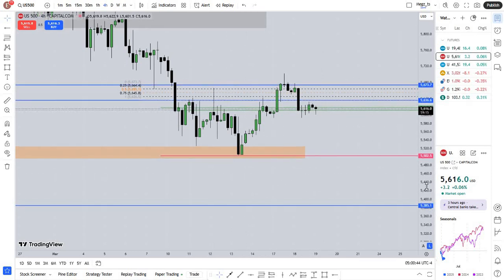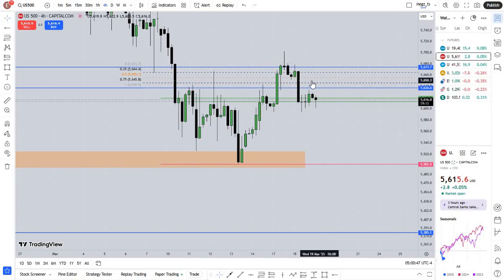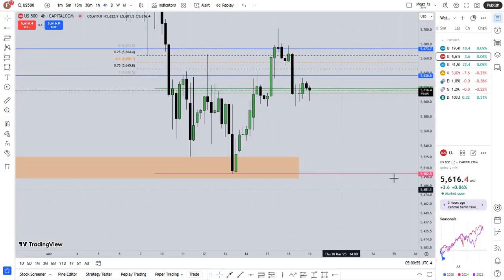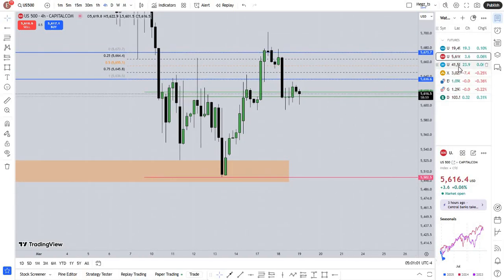So that's what I'm looking at, a retracement into premium and then a drop to these levels. I'm still looking lower on this, on the same price levels I called out. That's what I'm still looking at on US 500.